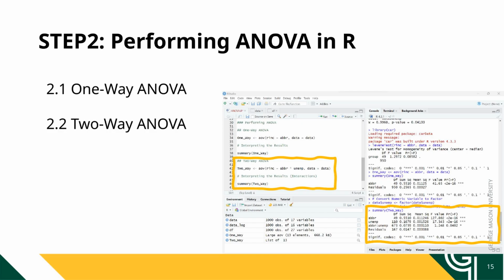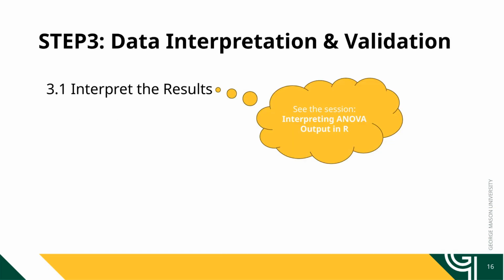The two-way ANOVA output includes main effects, the individual impact of each factor, and interaction effects, whether the effect of one factor depends on the level of another. Step 3. Data interpretation and validation. Review the ANOVA table to determine if the main effect, such as group differences, is statistically significant by examining the p-value. For more details, refer to the session on interpreting ANOVA output in R.